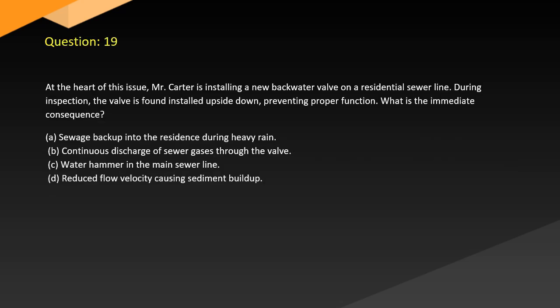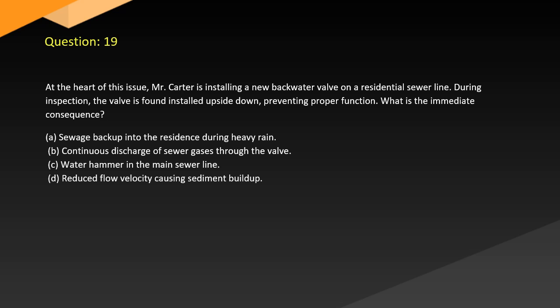Question 19. Istaccato is installing a new backwater valve on a residential sewer line. During inspection, the valve is found installed upside down, preventing proper function. What is the immediate consequence?